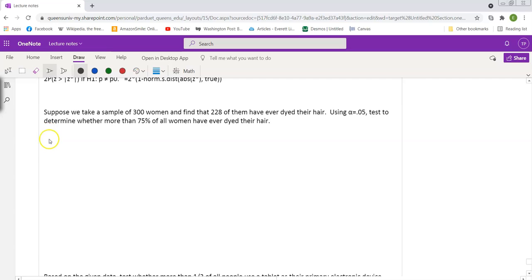So let's set up our hypotheses. Our null hypothesis is going to be that P, and this has to be P and not mu now because we're dealing with the proportion, equals 0.75. And the alternative hypothesis, HA or H1, doesn't matter which, is going to be greater than because that's more than.